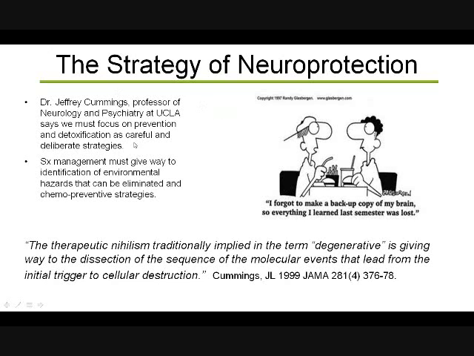So Dr. Cummings at UCLA says we focus on prevention and detoxification as deliberate strategies to protect our nerves and brain. Remember, this therapeutic nihilism, traditionally implied in the term degenerative, is giving way to functional medicine, which says, let's look at the molecular events going on inside the cell that lead to cellular destruction.